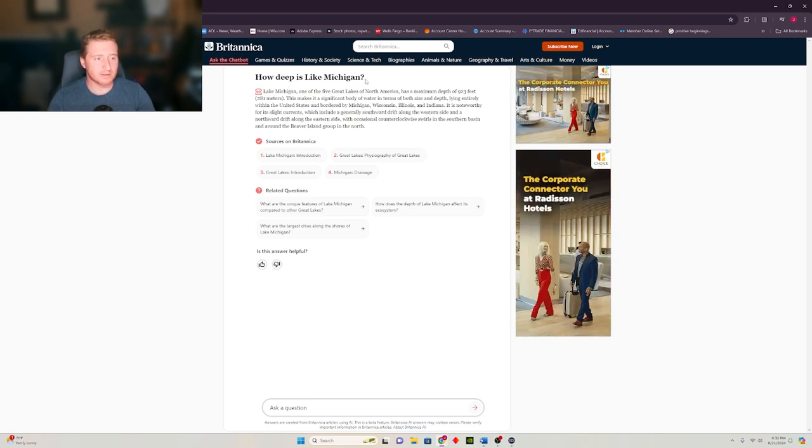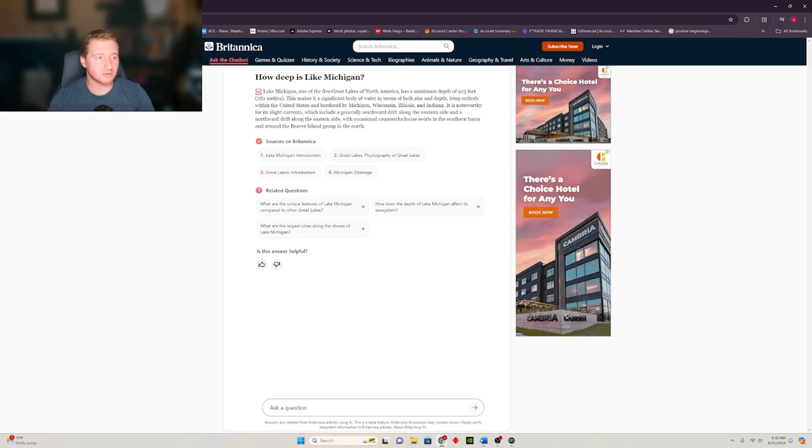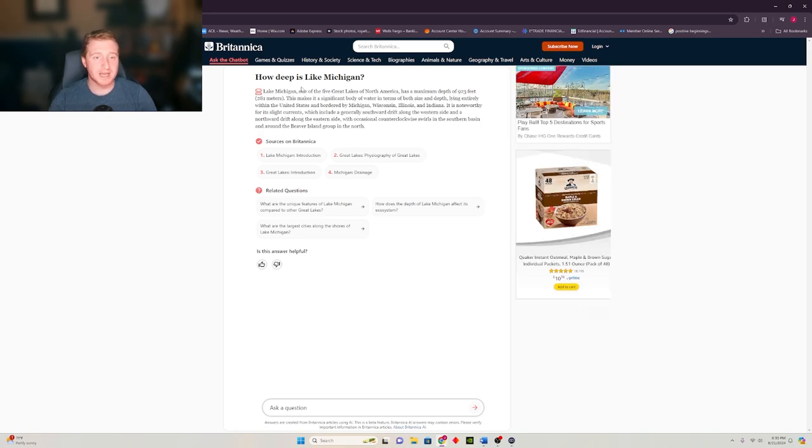Lake Michigan, one of the five Great Lakes of North America, has a maximum depth of 923 feet, or 281 meters. This makes it a significant body of water in terms of both size and depth, lying entirely within the United States and bordered by Michigan, Wisconsin, Illinois, and Indiana. There are also sources and related questions in connection with the question given an answer within the chatbot search bar. But anyway, this is one of the features of what we have in the chatbot.